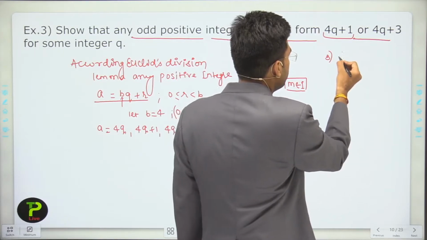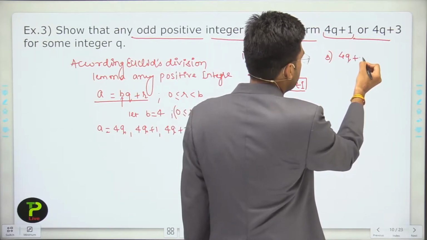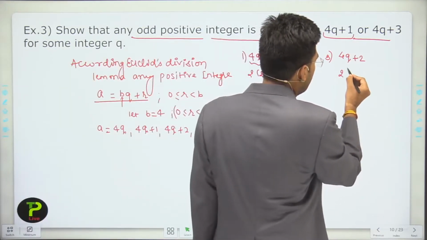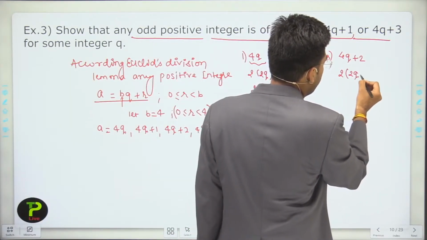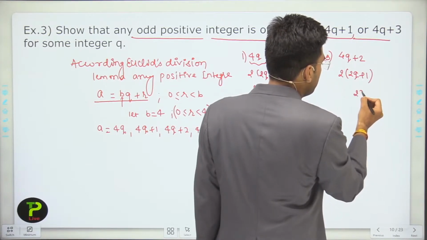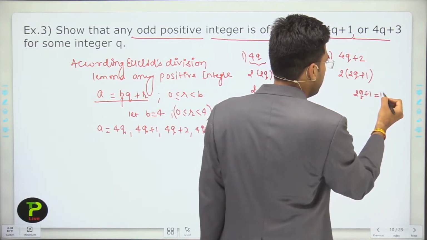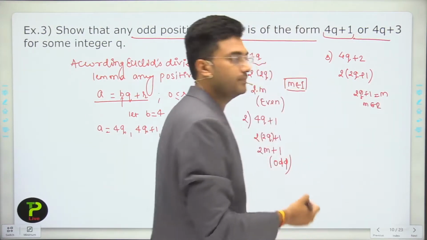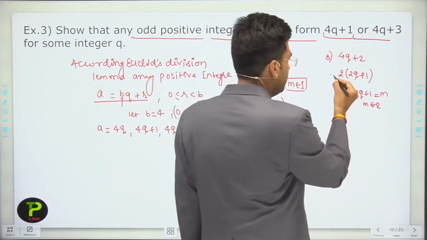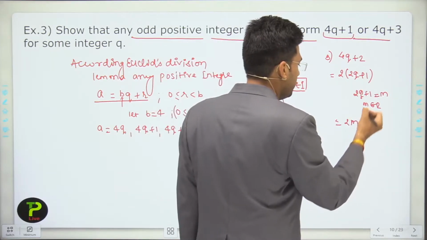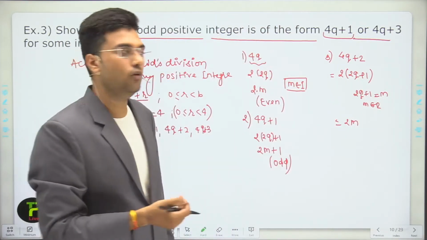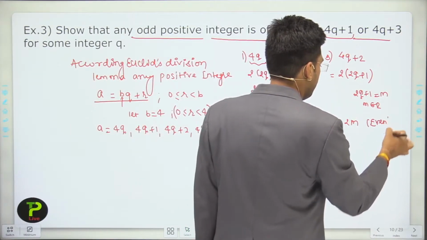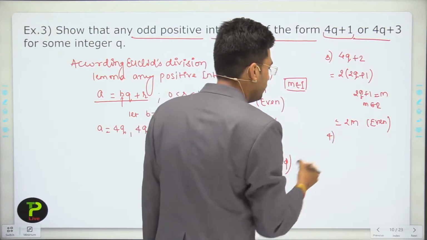Now come to the third. The third form is 4q plus 2. Okay. Now when we take 2 as common, we will get 2 multiplied by 2q plus 1. Now let's assume 2q plus 1 as m, and m is again an integer. So it becomes 2m, and we know that 2m is the form of an even number, so it is even.